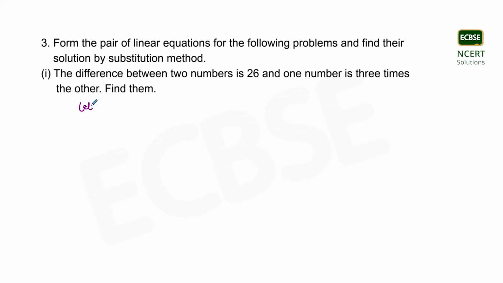So let the first number be x and the other be y. That is, here we are supposing that the first number value is equal to x variable and the other is equal to y variable. And here we are also assuming that x is greater than y, and this is our assumption. Just keep in mind.